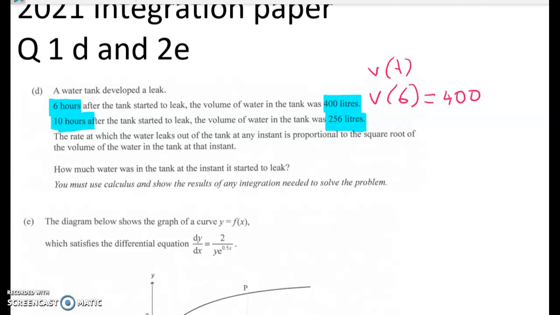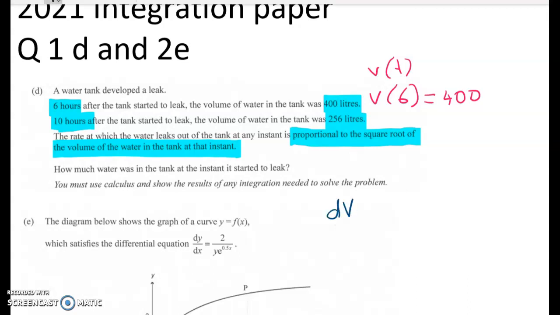The rate at which the water leaks out of the tank at any instant is proportional to the square root of the volume of water in the tank at that instant. So we can write down the following DE. It's going to be dV by dt is equal to K times the square root of V. And we know that K is going to end up being a negative number because the volume is decreasing. Or the other way you could write it is you could just have this be negative K root V. It doesn't matter. Okay, so I've chosen to do it this way.